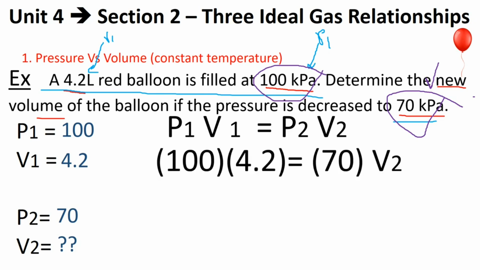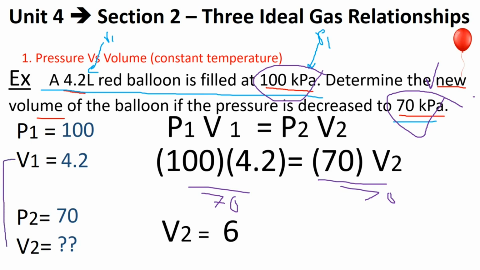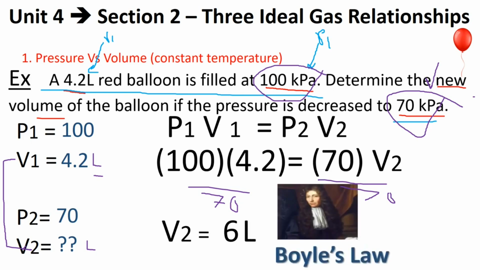Now at this point, we're going to do a little bit of rearranging. It's probably easiest just to divide both sides by 70. That says 70, and that says 70 as well. And so in essence, V2 is going to be equal to 100 times 4.2 divided by 70. And if you grab your calculator and try that out, you get 6. Now, what are the units on this 6? Well, it's a volume. If you go back over here, you'll notice that this 4.2 is in liters. So if this is in liters, then our answer here is also in liters. Boyle's law, PV. Let's look at the second one.